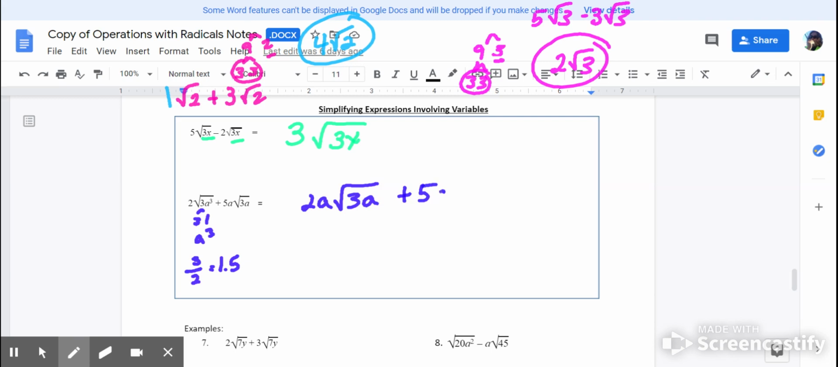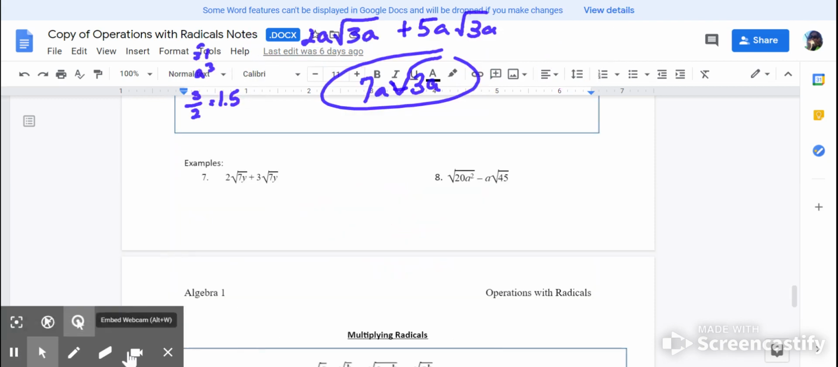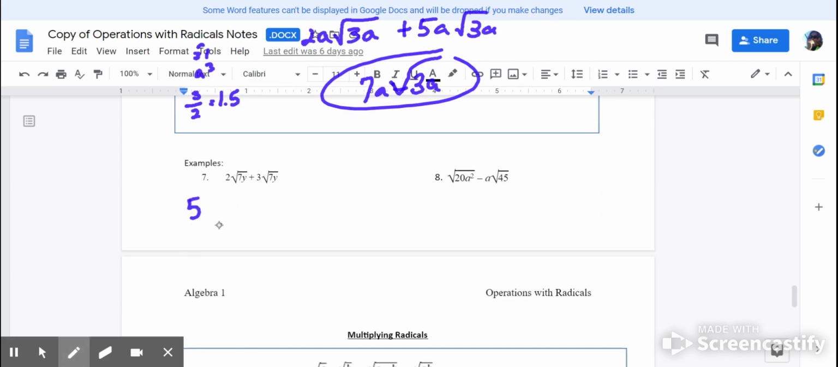Now I just want to compare to see if it matches. It does. Remember, even when I'm adding like terms on the outside, they still have to be the same. So 2a plus 5a will work to be 7a. And that's going to be on the square root of 3a as a final answer. So as we look at our examples, we have 7y and 7y. Those are the same. So I just want to add the outside. 2 plus 3 is 5. So 5 on the square root of 7y.